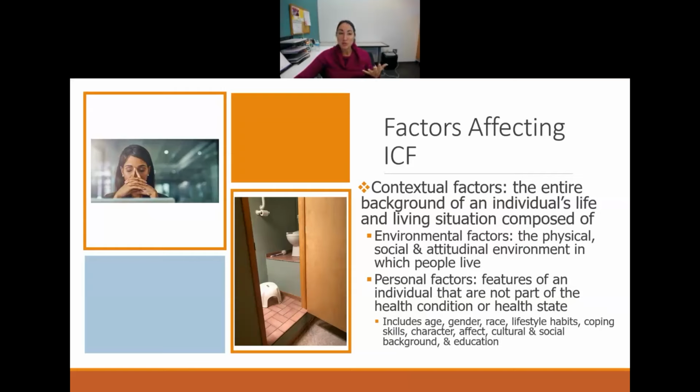Could be personal factors, so features of an individual that are not part of the health condition or health state. And I already said a lot of these, but it could also include age, gender, race, coping skills, habits, cultural differences, background, all that type of stuff. So all of these things go into how we treat a patient and how we create an individualized exercise plan to help them improve.